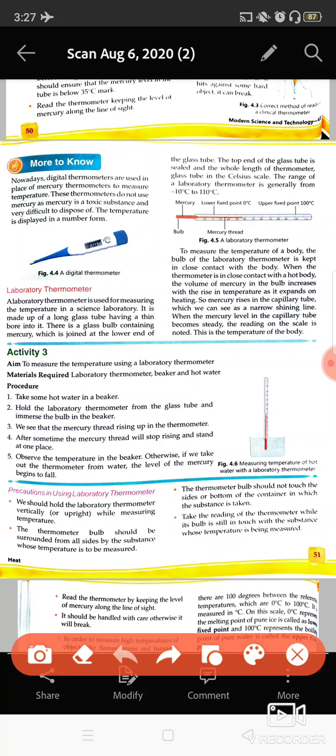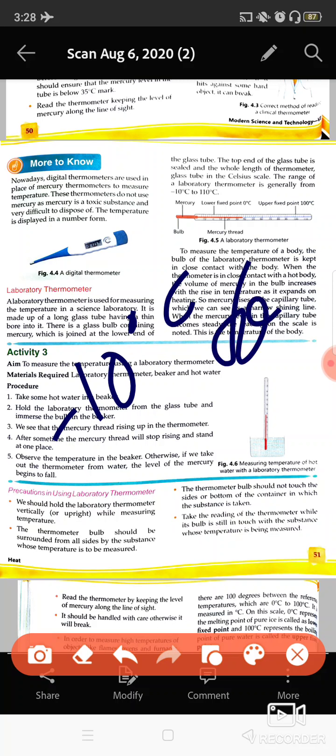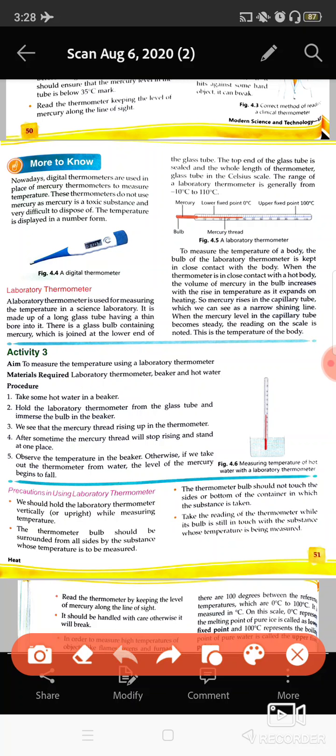The laboratory thermometer is the one used for laboratory purposes. Its reading ranges from minus 10 degrees Celsius to 110 degrees Celsius, because in laboratories sometimes we have to measure temperatures less than 0 degrees. In that case we use this one. Here two things are used: mercury is filled as well as alcohol. Mercury and alcohol both rise, so that we have temperatures of different categories.